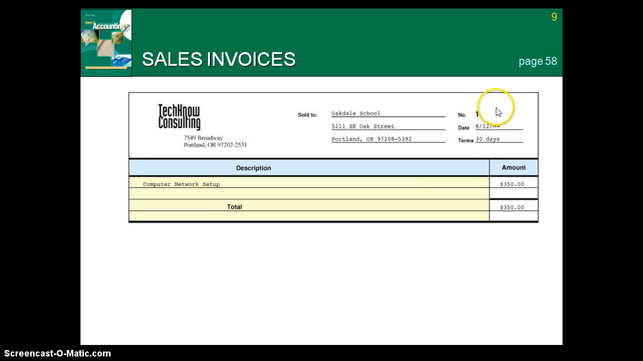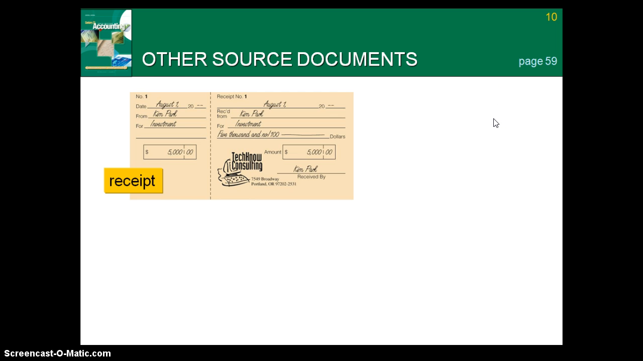This one we would abbreviate as an S and then a number 1. We do have 3 other forms of source documents: a receipt, and you can see this is split into 2 parts similar to your checks. The left side is kept by the business, the right side goes to the customer or whoever you receive the money from. So this acknowledges that you did receive cash from transactions, something other than sales.